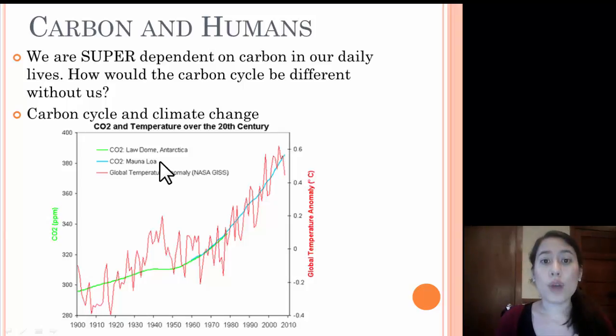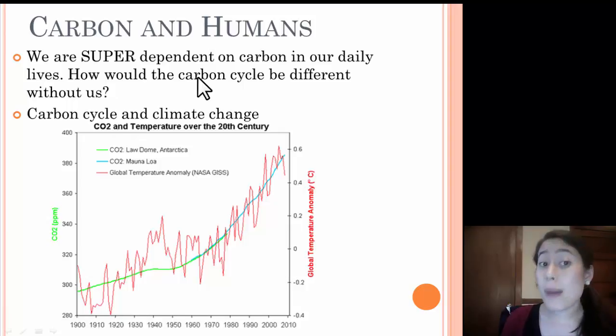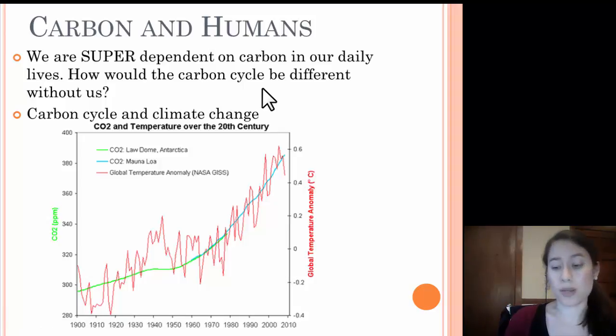All right. So carbon cycle. A good question to think about would be, how would the carbon cycle be different without us? Which parts of the carbon cycle would still be there? Which parts would not?